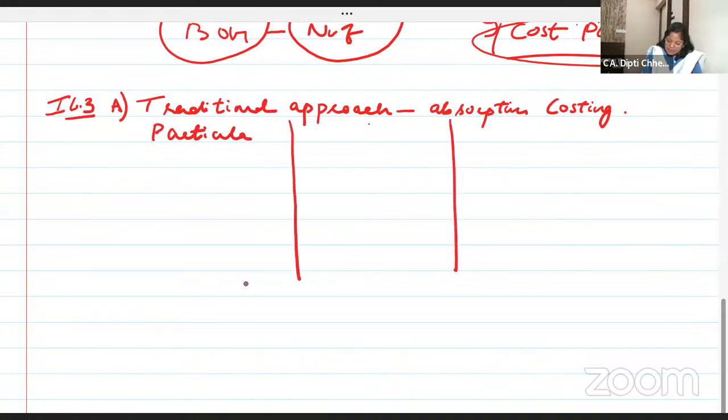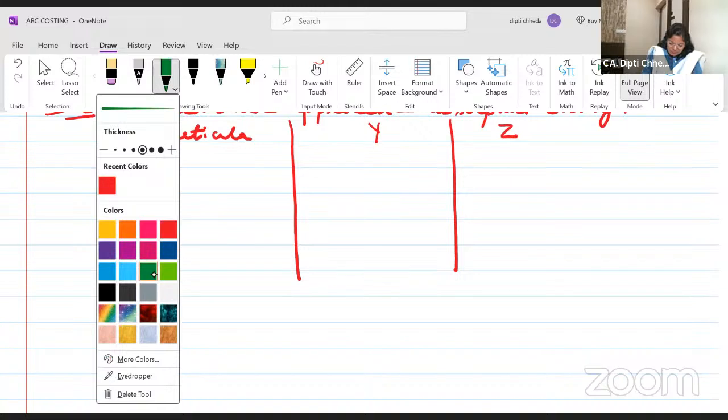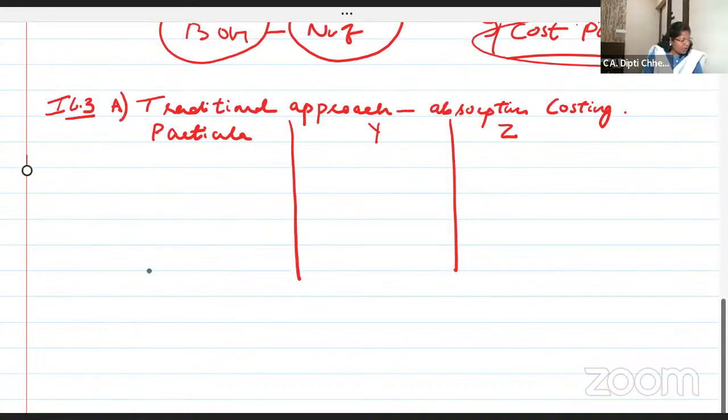Particulars, and you are making two products, Y and Z. Now, what is the material cost? The direct material cost is given ready to you. They can twist this also, dear students. 1 unit requires 8 kg. Each kg is 100 rupees.